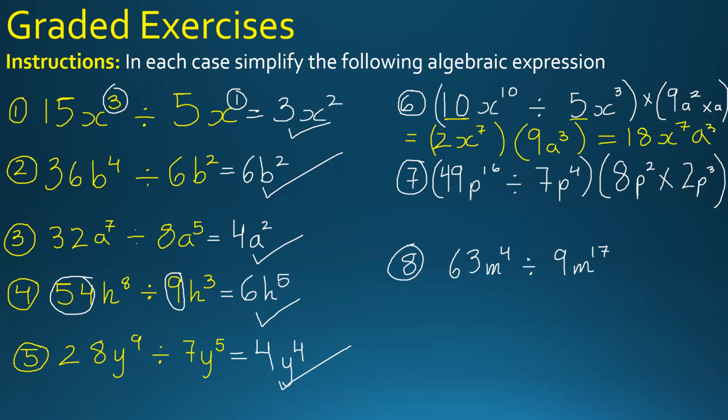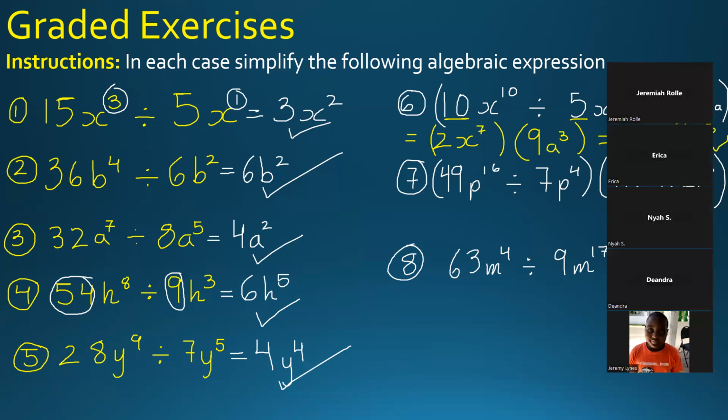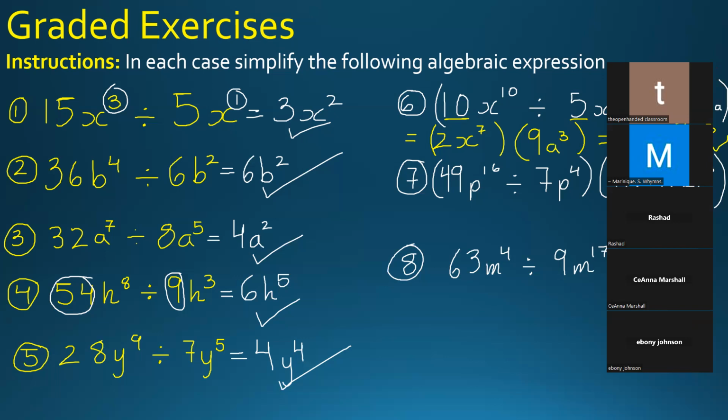So we get 18 x to the power of 7, a to the power of 3. We cannot do anything with them. They're different powers, so we can't add them or subtract them. So we have to leave it like that. So the answer is going to be 18x to the 7th power, a to the 3rd power. That's how we do that.